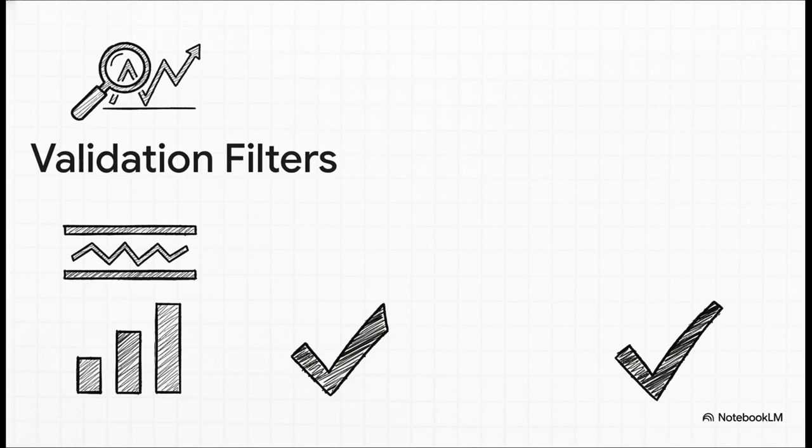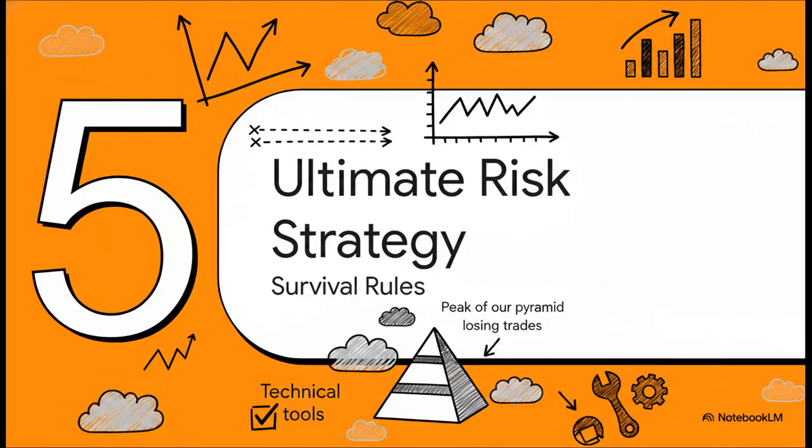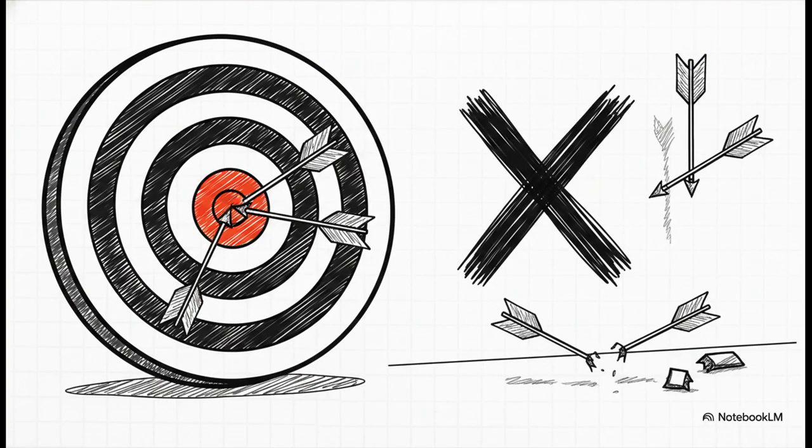actually makes sense structurally. And finally, Section 5, the ultimate risk strategy. Look, even with the absolute perfect confluence of technical tools, losing trades are just part of the game. Burn this into your brain right now. There is no indicator or strategy on planet Earth that gives you a 100% win rate. It simply does not exist. Actually accepting that you're going to take losses is the ultimate psychological hurdle you have to clear before we talk about this final rule. Because if you can't accept that, no magical indicator is going to save you.